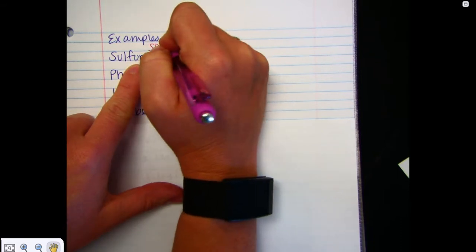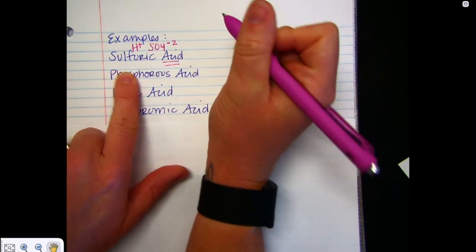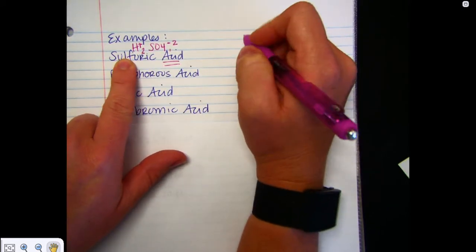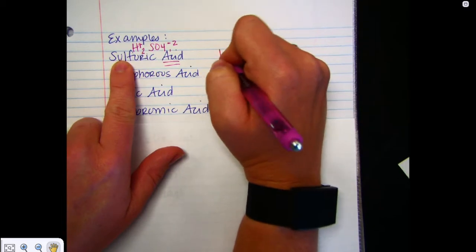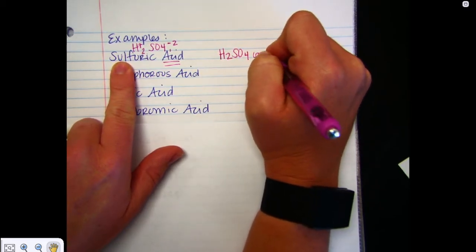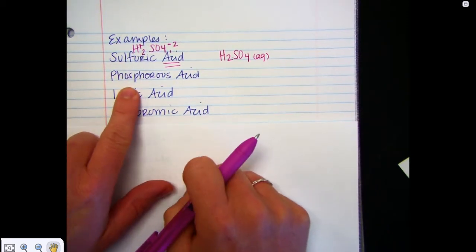So sulfate, SO4 minus 2. And then remember, we have acid. All acids have an H plus. So just like we've done previously, drop and swap. The 2 goes to the H, the 1 goes to the sulfate. And when I write this as my proper balanced formula, H2SO4 AQ. You have to have the AQ there. If you do not have the AQ, once again, it will not be correct.